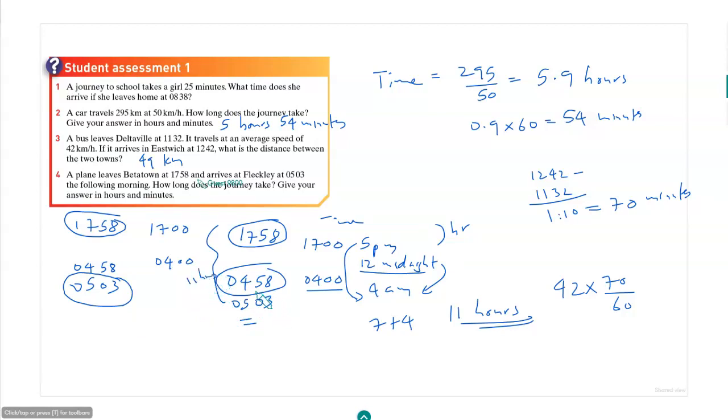And then from 4:58 to 5:03, how many minutes? 4:58 a.m. to 5:03 a.m. How many minutes? Think about this. 2 minutes after 4:58 will be what? It will be 5 a.m., right? So how many minutes between 4:58 and 5:03? Very good. It will be 5 minutes, right? So your answer is 11 hours 5 minutes. Understood? So how long does the journey take? It takes 11 hours and 5 minutes.